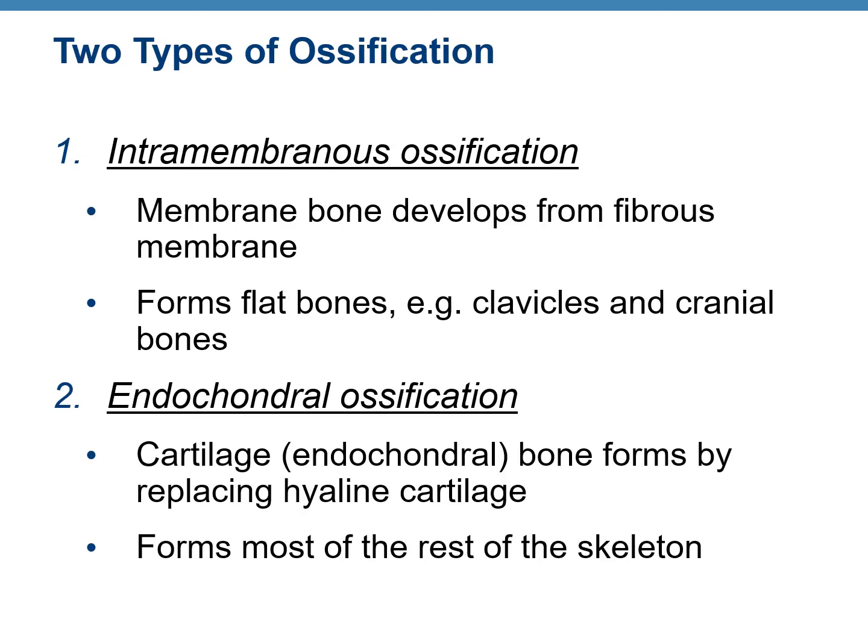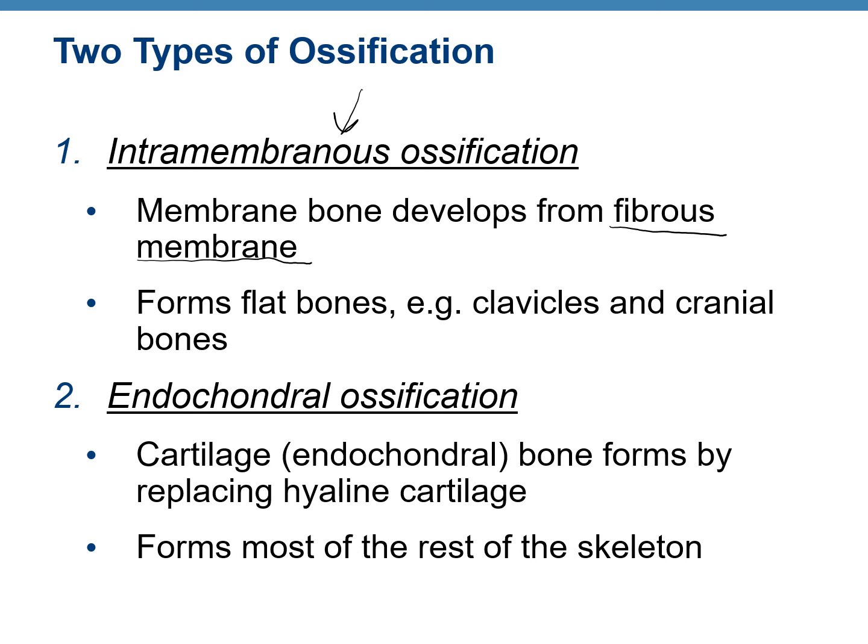So during embryonic development, bones can be formed by two types of ossification: intramembranous ossification and endochondral ossification. So what does it mean, intramembranous? That means that bone will form from a membrane, from a fibrous membrane. So we begin with the fibrous membrane, and then this membrane will ossify.